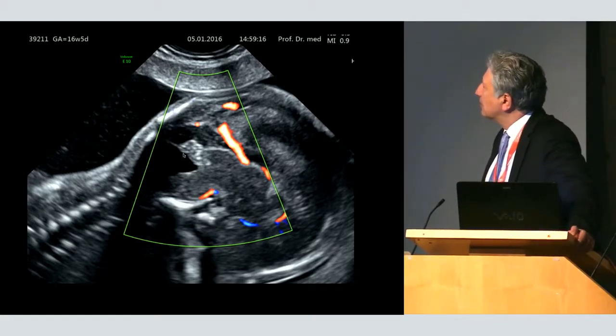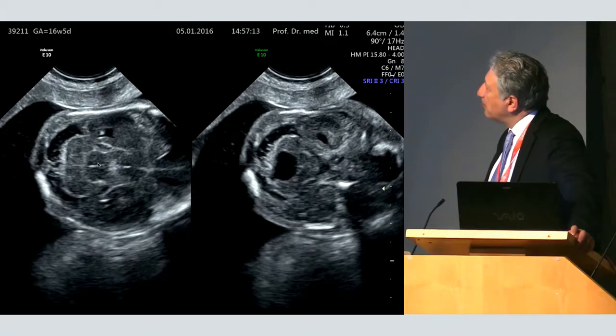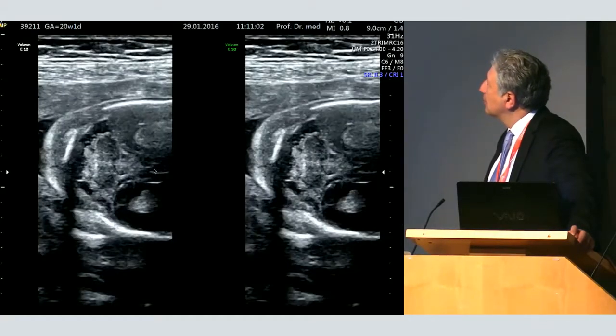You see here the developing cerebral vermis, and this is the Blake's pouch. 16 weeks. The upper part of the vermis is seen. 20 weeks. We see here the upper part. This is a clip, I guess.